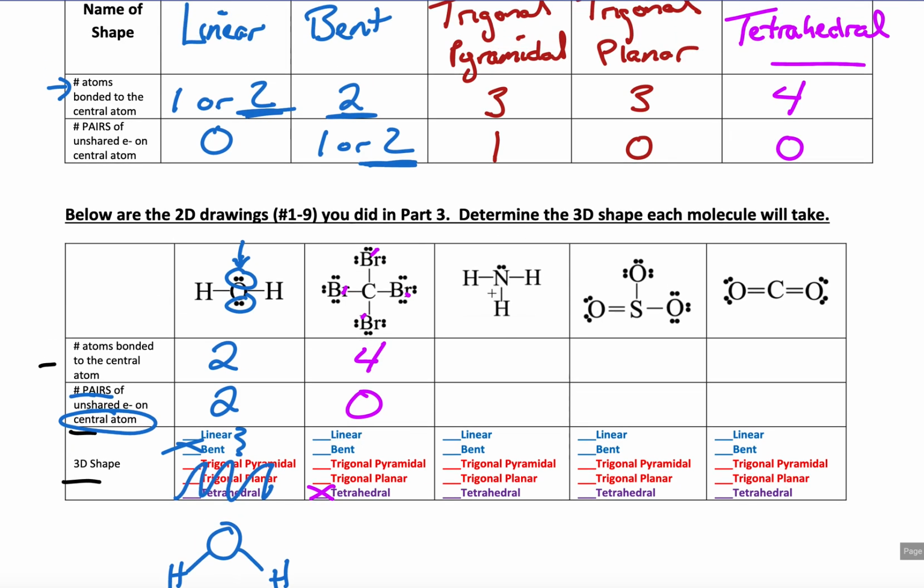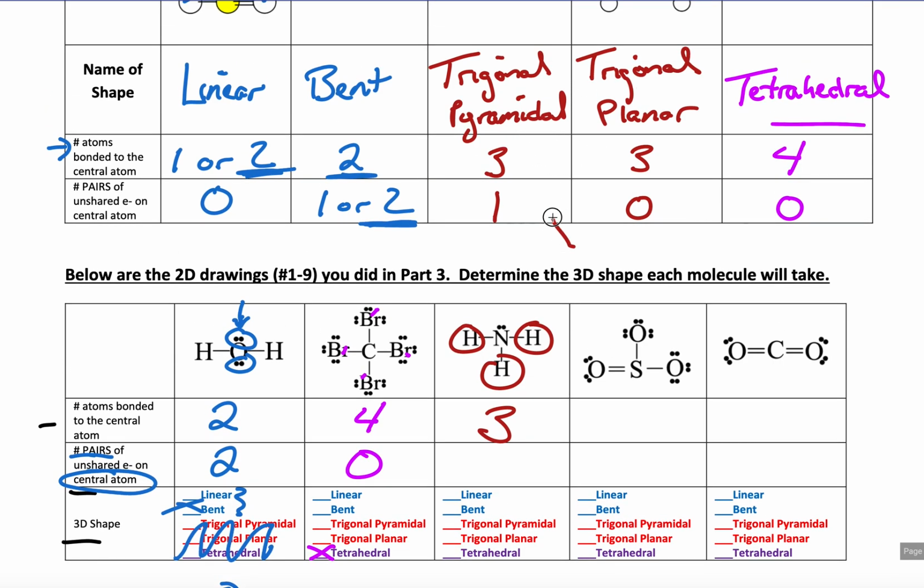The next one. How many atoms are bonded to the center? 3. 1, 2, 3. That puts us in the trigonal world, either here or here, because they both have 3. What we need to do next is zoom in and look at the pairs of unshared electrons on the center. So you look at your center atom, which is nitrogen, and there is a pair. There is 1 pair. So that means it's here, trigonal pyramidal.